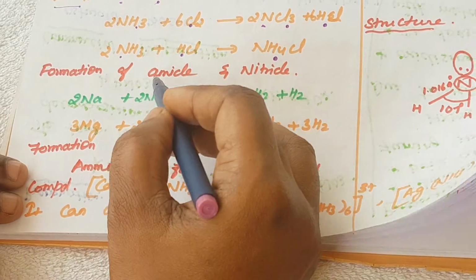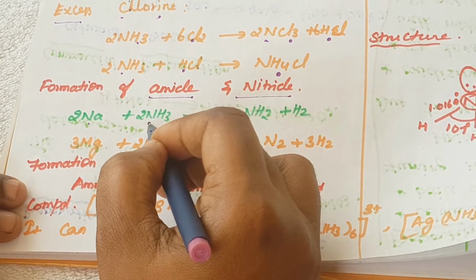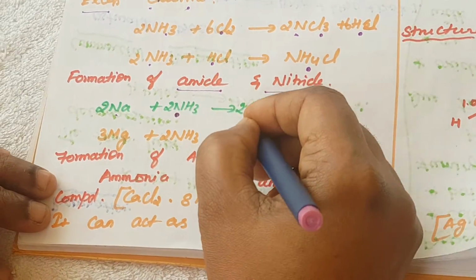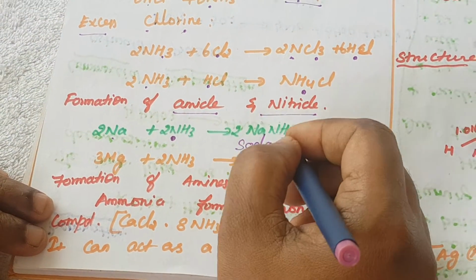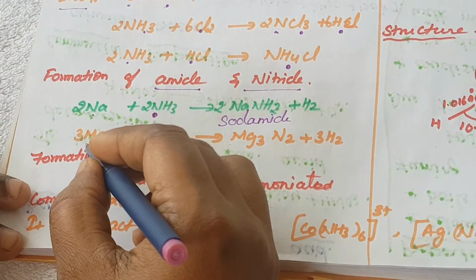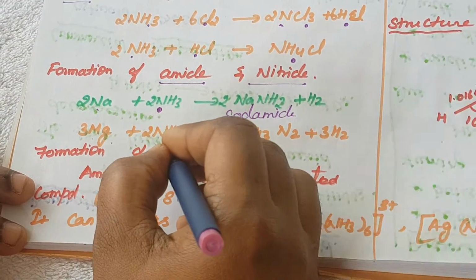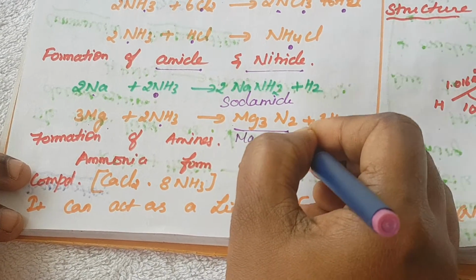Next one is formation of amide or nitride. Sodium reacts with NH3, that is ammonia, to form sodamide. Sodamide is the amide compound, sodamide plus H2. Another one, the metal magnesium plus nitrogen gives magnesium nitride.